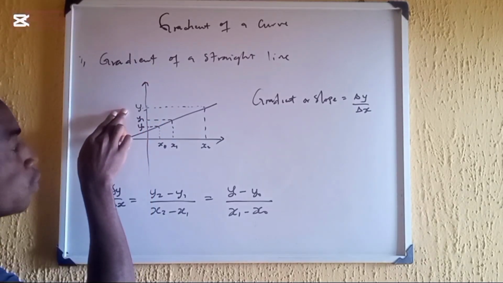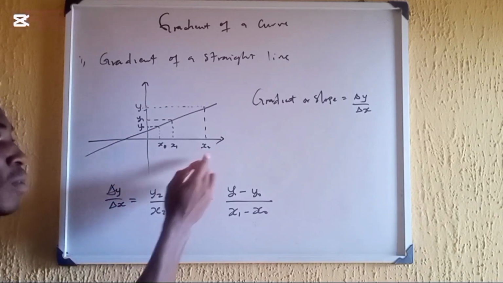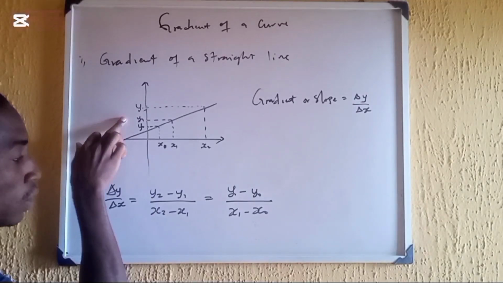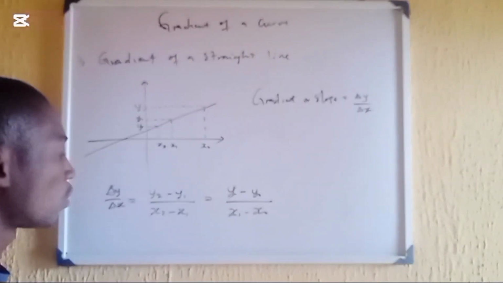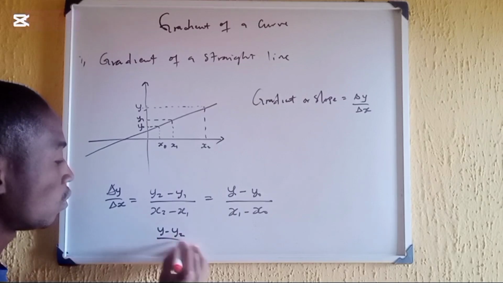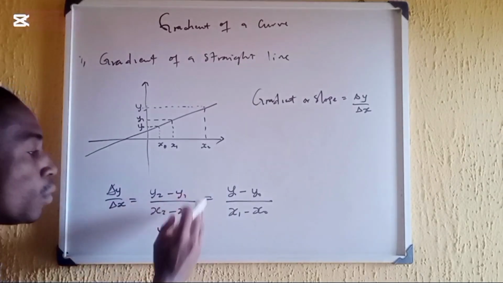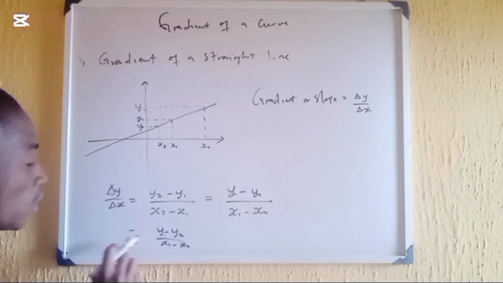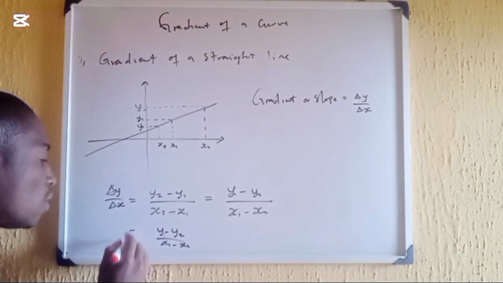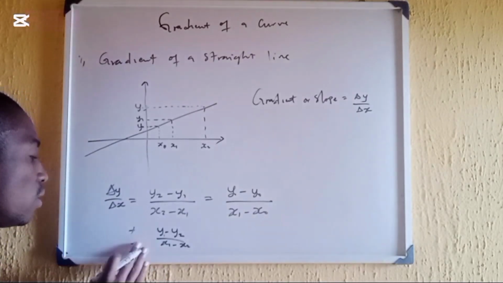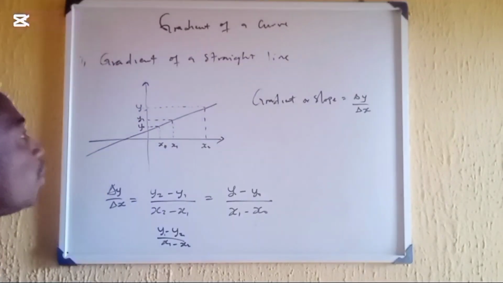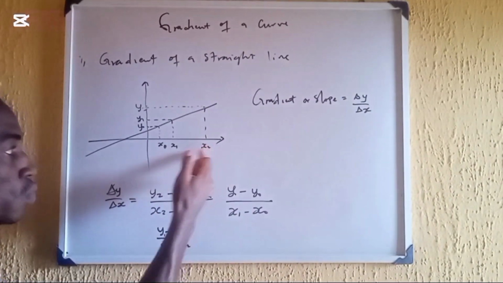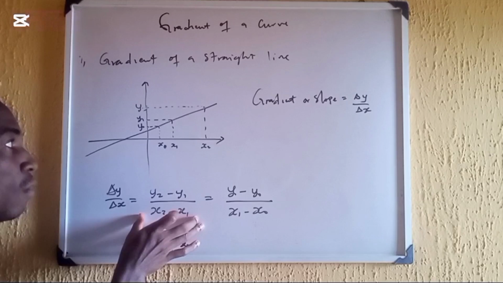Take note, if I pick y2 as the one subtracting, definitely I'll pick x2 as the one also subtracting. But assuming I picked y1, that means I'll be having y1 minus y2 over x1 minus x2. So both expressions will give you the same answer, because this one will give a negative value, this one will give a negative value. Negative will cancel the negative, which still gives you the slope. So I have y2 minus y1 over x2 minus x1 as the slope of this line.